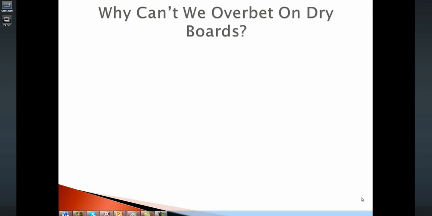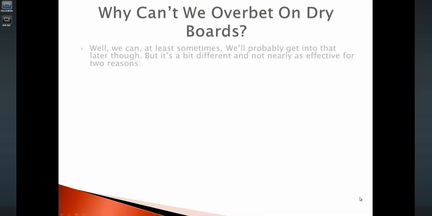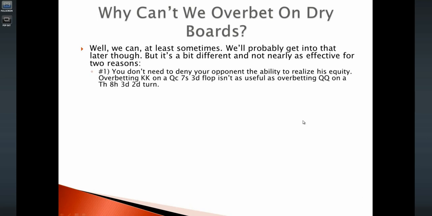So picking up from where we left off, why can't we overbet on dry boards? Well, we can at least sometimes. We'll probably get into that later though. But it's a bit different and not nearly as effective for two reasons. The first is you don't need to deny your opponent the ability to realize his equity. Overbetting kings on a queen 7-3 rainbow flop isn't as useful as overbetting queens on a 10 of hearts, 8 of hearts, 3 of diamonds, 2 of diamonds turn.